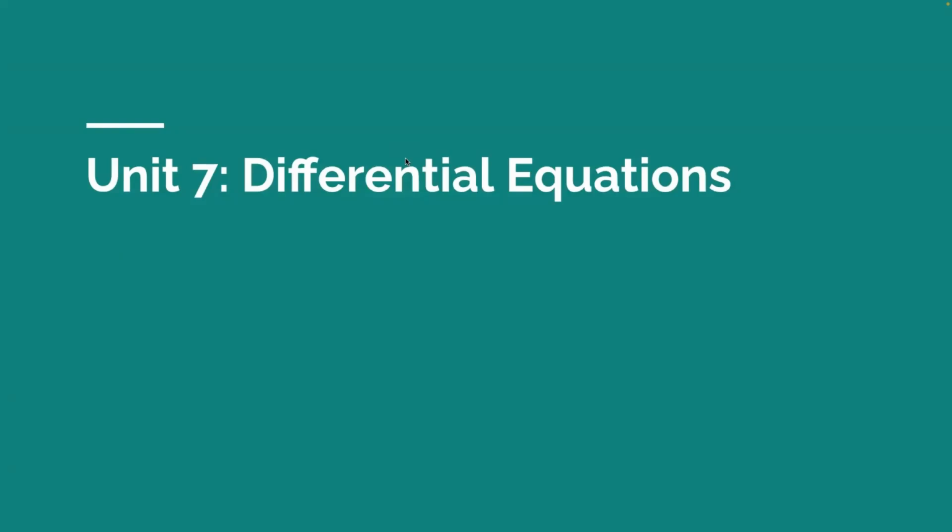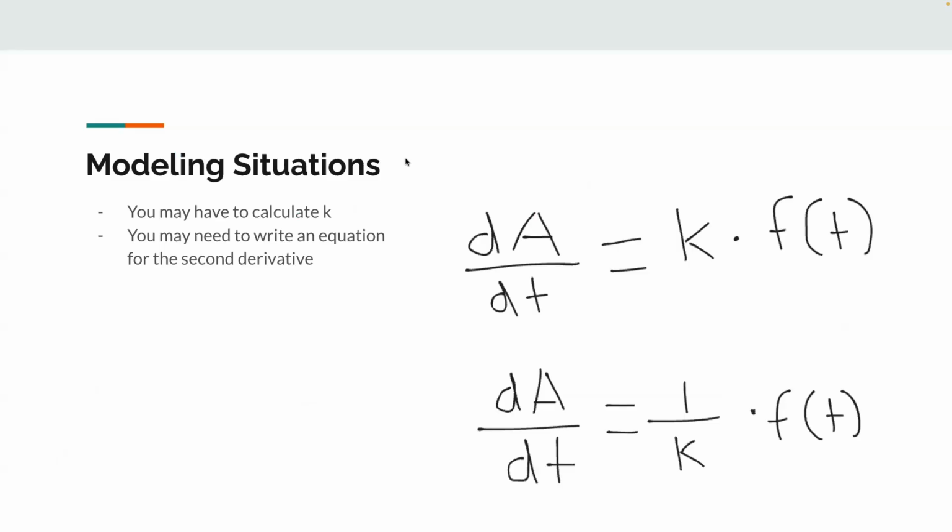Okay, unit 7, differential equations. We can use differential equations to model situations. We may have to calculate a k-value, and we also may need to write an equation for the second derivative. It's pretty self-explanatory. Here, dA/dt can be directly proportional, k times f of t, or inversely proportional, and f of t can be a squared value, a cubed root, a square root, and so on. It just depends on what the problem gives you. For example, if it says that the rate of change is proportional to the square of a function, it would be f of t squared.